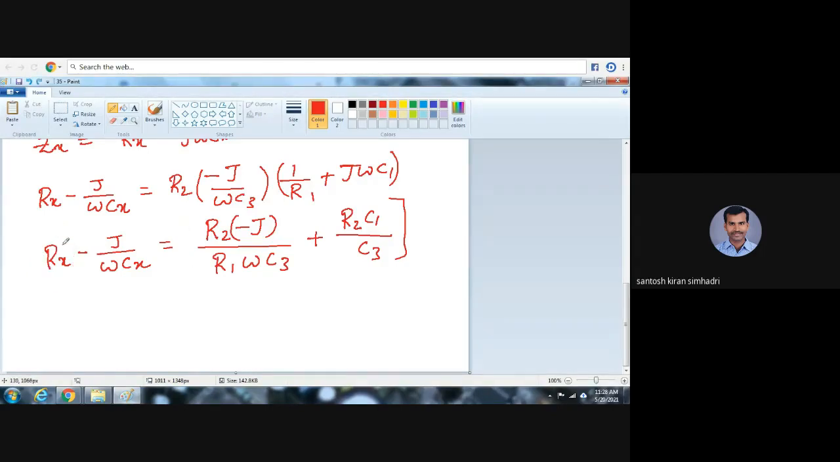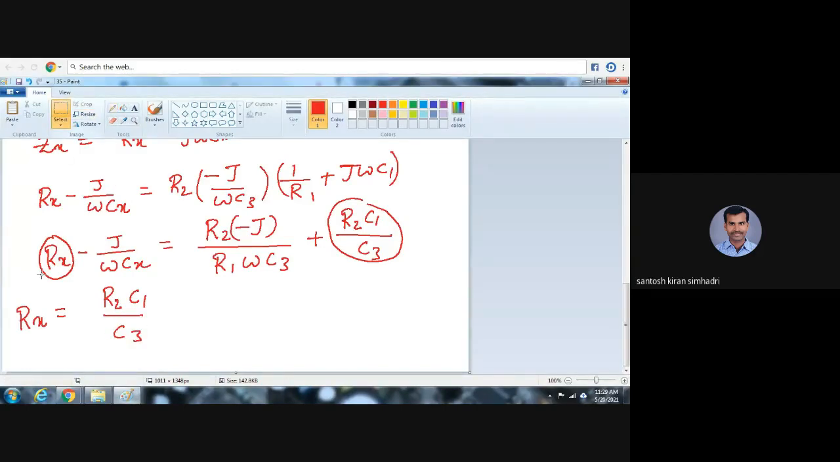So I will show you once again. This is the real part. This real part and this real part you have to equate. Now the final expression is Rx equal to R2 into C1 by C3. Excellent.